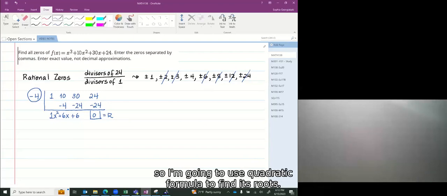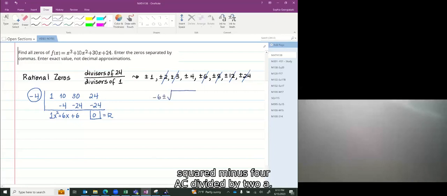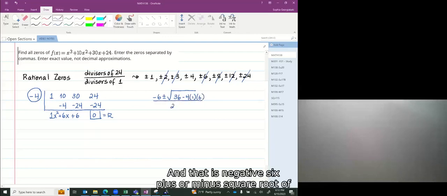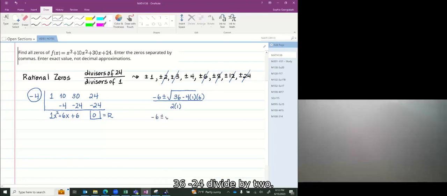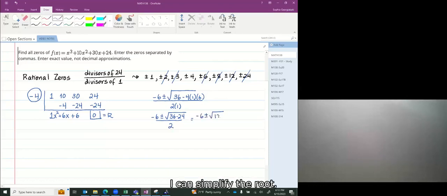to find its roots. So the roots are negative b plus or minus the square root of b squared minus 4ac, divided by 2a, and that is negative 6 plus or minus the square root of 36 minus 24, divided by 2. The discriminant is 12, divided by 2.